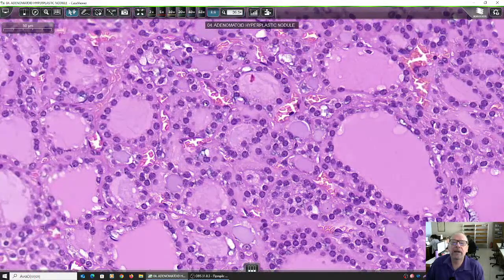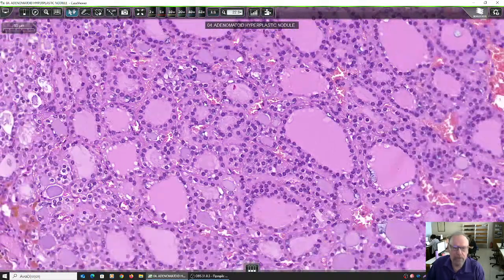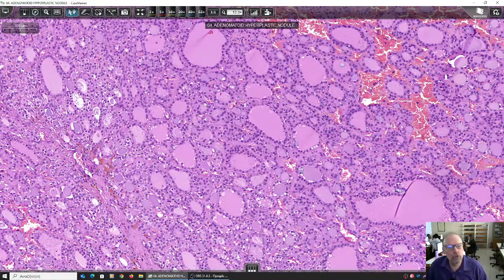Do they look like the nuclei of papillary carcinoma? No, they are not empty. They have no grooves. They have no nuclear pseudo-inclusions. They are not big nuclei. But what do they form? What structures do they form? Follicles. They form follicles. So this is a follicular lesion.